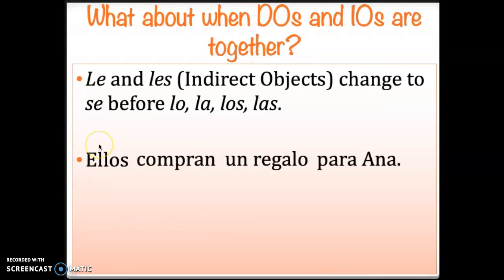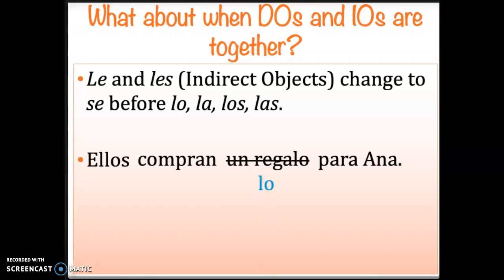It is important to note that the indirect object pronouns le and les change to se before the direct object pronoun lo, la, los, and las. Let's look at an example. Ellos compran un regalo para Ana. They buy a gift for Ana. Un regalo is a direct object of the sentence. For whom is it? For Ana, para Ana. Ana is the indirect object of the sentence.